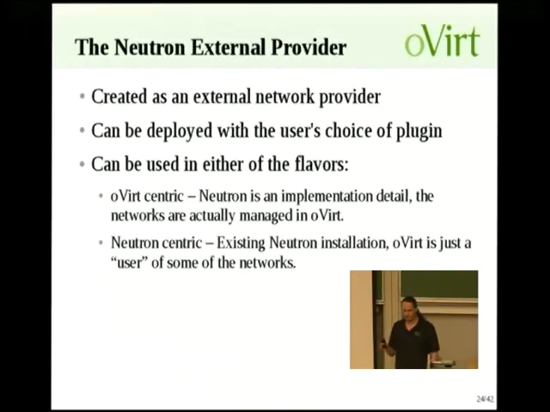But you can use it the Orbit-centric way, where you create networks in Orbit and tell it to create them using Neutron. So it's just an implementation detail that you don't really care about. Or you can go the Neutron-centric way, where you import the networks from Neutron, and you manage every aspect of the networking inside Neutron. So Orbit supports both flavors. Of course, you can mix and match. You can have some networks managed solely through Orbit, and some managed from the Neutron side.